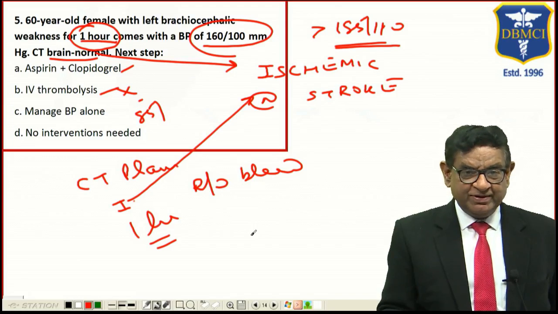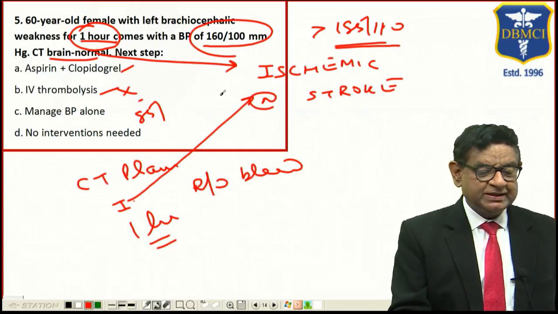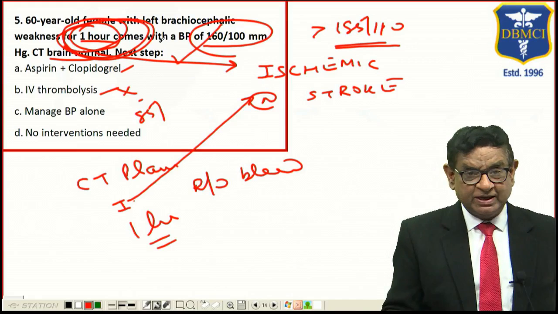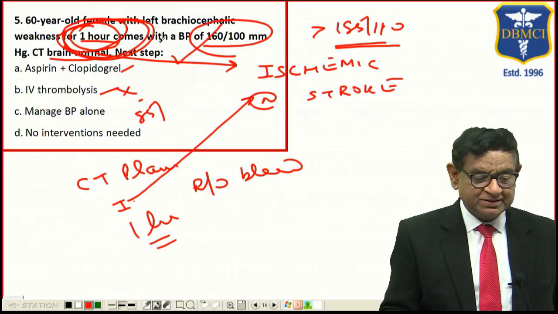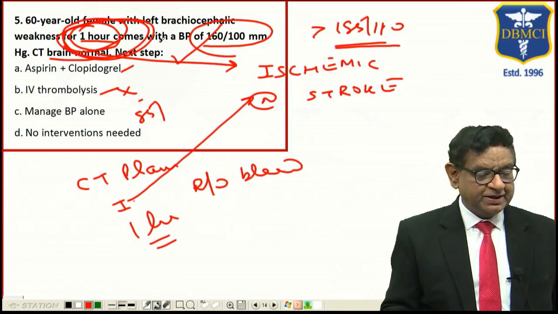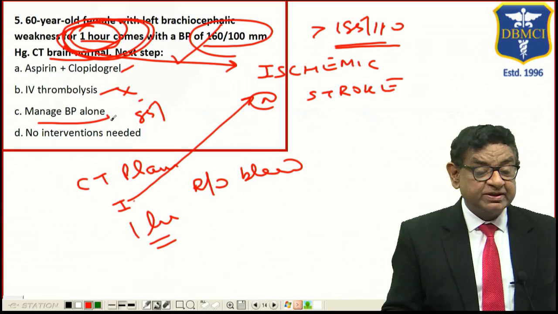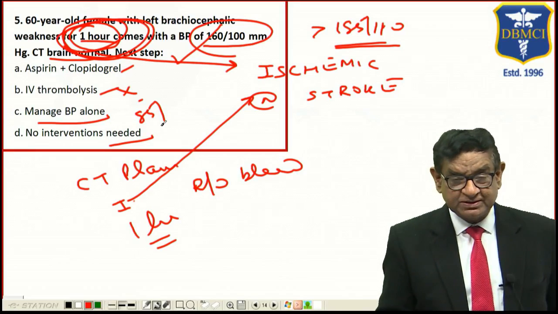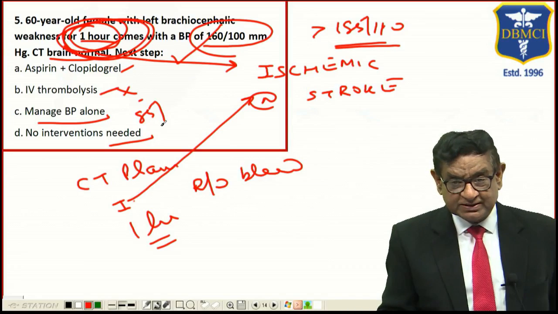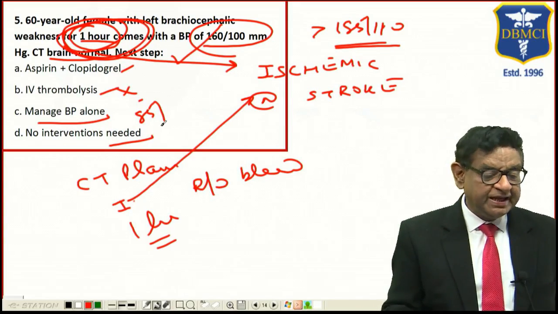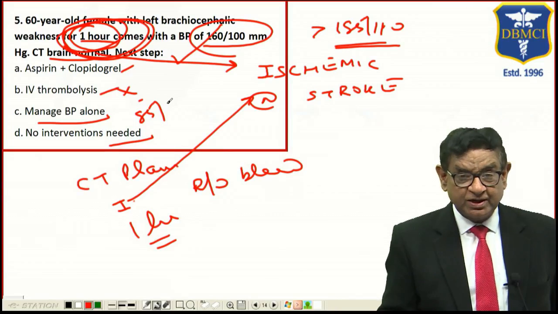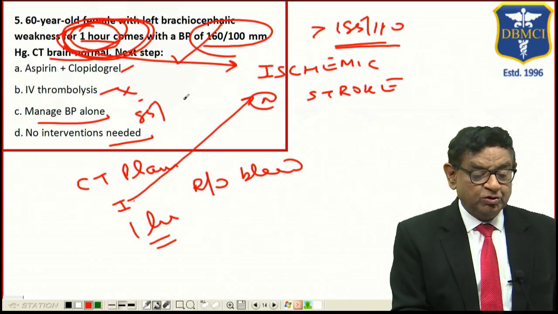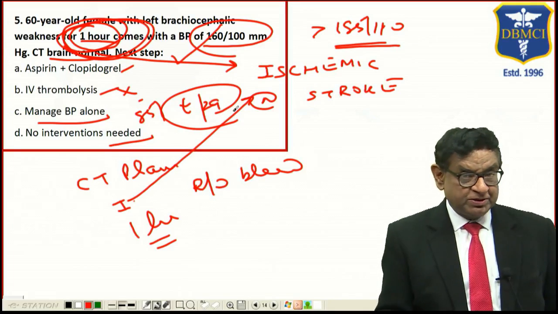But AIIMS examiners are very, very intelligent, very clever. They give a very nice clue, the 1 hour, with which they divert your attention to thrombolysis. But it's not that easy. The answer is aspirin and clopidogrel. So BP control alone is not the first management. It has to be aspirin only. And no intervention needed is, of course, the most common wrong answer. For a patient with CVA, no thrombolysis, nothing to be done, is never the answer. And of course, after that, we'll control BP, and we'll definitely plan thrombolysis also. And the only thrombolytic agent we use is tPA. But thrombolysis is never the first choice.